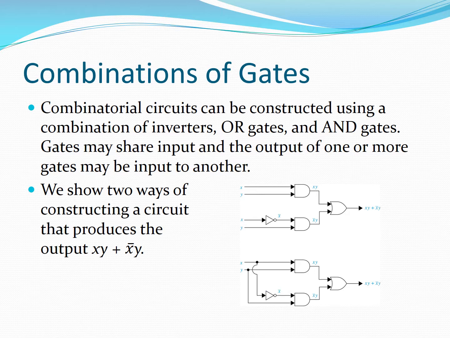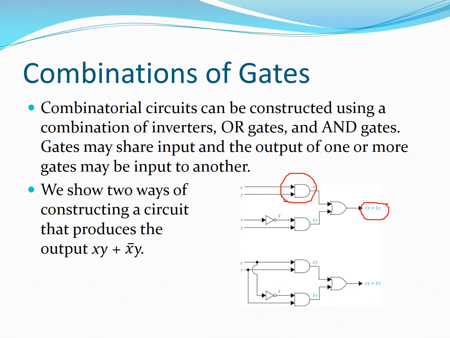So you can combine several of these gates together and produce much more complicated circuits, or combinatorial circuits. Here we have an example that produces a complicated function representing x times y plus x bar times y. And how is it produced?